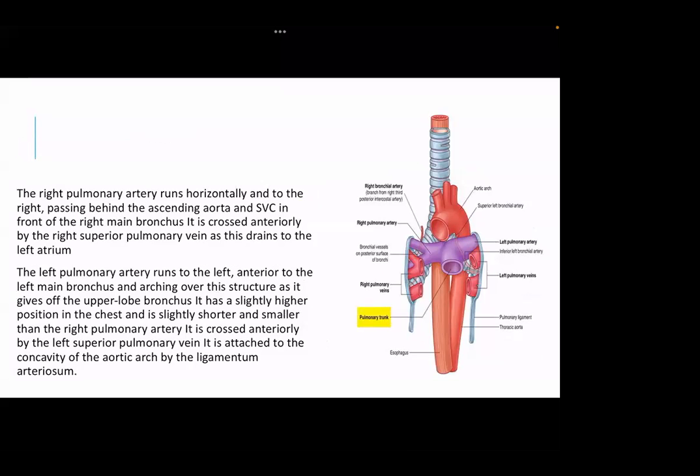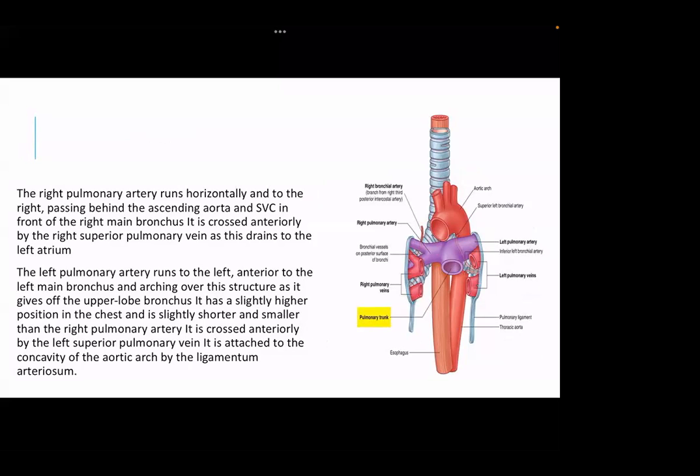The right pulmonary artery runs horizontally and to the right, passing behind the ascending aorta. It is not shown in this picture, and the superior vena cava, in front of the right main bronchus, as you can see here, and it's crossed anteriorly by the right superior pulmonary vein, which then drains into the left atrium.